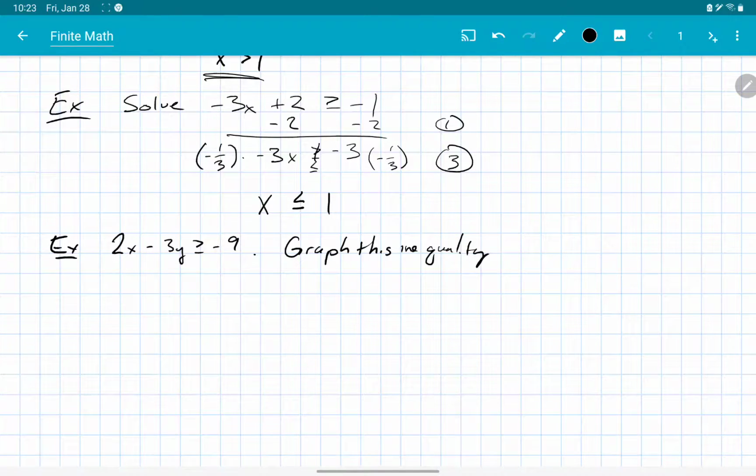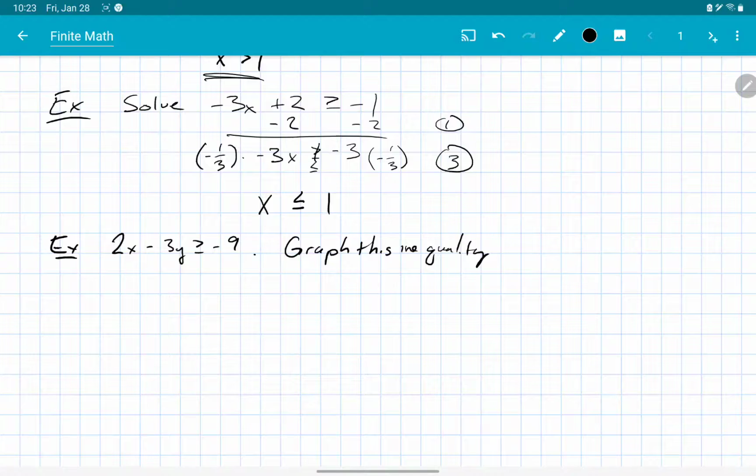So, when we graph an inequality in x and y, we want to first graph the equality, right? We want to graph the line 2x minus 3y equals negative 9. That's the first line we want to graph. And how would we do that? Well, you might have your own favorite method, right?